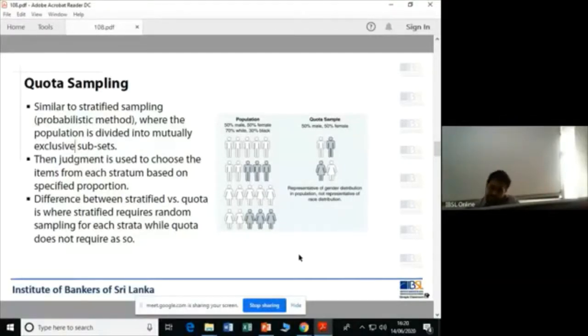And again, now here, do we use any probabilistic methods or random selection? It doesn't necessarily. So the moment you select 50% males and 50% females, you know some other characteristic also, which is the white or black, the skin color that we're discussing here.